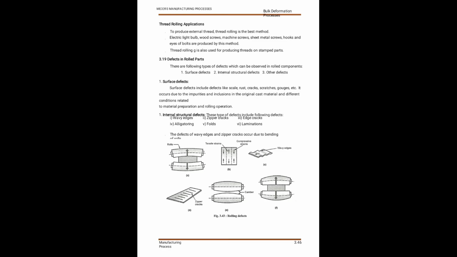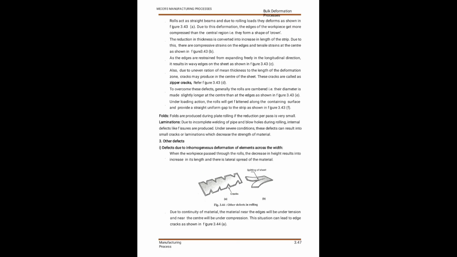And internal structural defects mean small internal cracks and edge cracking, which form inside our required component. The other one is fold, where the material is bent or the flatness is reduced with the support of the rolls. That is the fold defect in rolling.